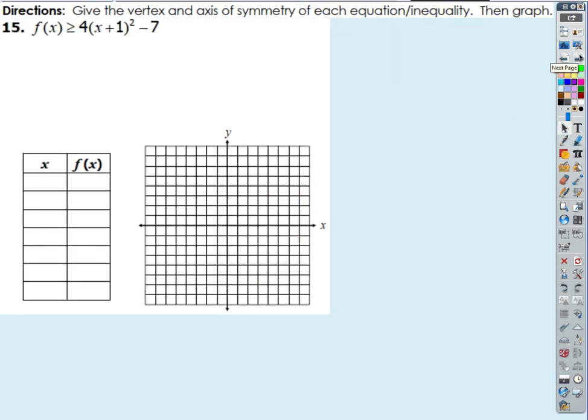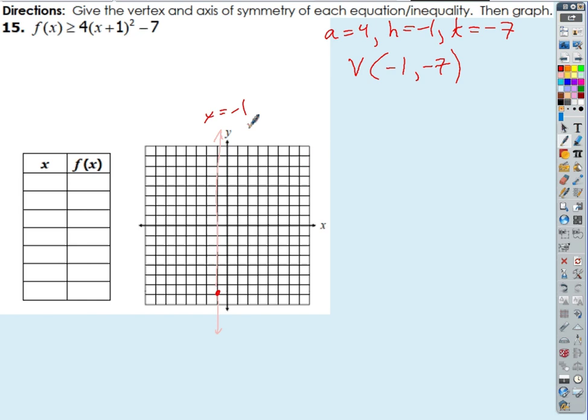Okay, last one. How about this guy? So what are our values of a, b, and c this time? A is 4, or not b and c, h and k. What's h? -1, k equals there you go. So my vertex is going to be at -1, -7. So -1, -1, 2, 3, 4, 5, 6, 7. So clear down there. Here's my axis of symmetry at x equals -1.